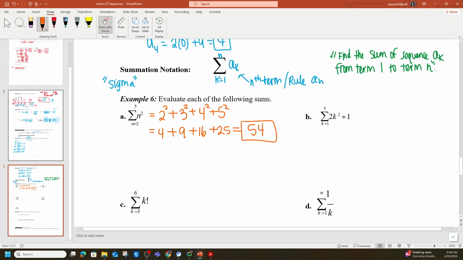What's this one asking us to do? 1 to 3, right? So we're going to find our first term by doing 2 times 1 squared plus 1. Our second term, 2 times 2. Because there's more calculation, I'm kind of separating these into their own piece of work here. But I took the time to do that formula. That's the formula or the sequence. And then I replace 1, 2, 3 into it, right?